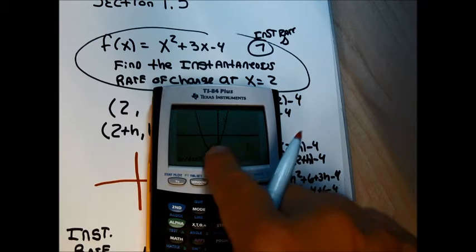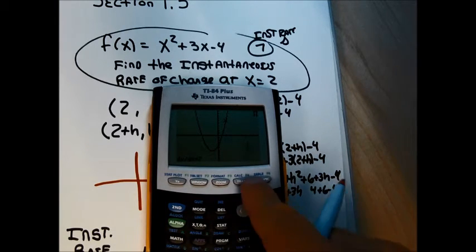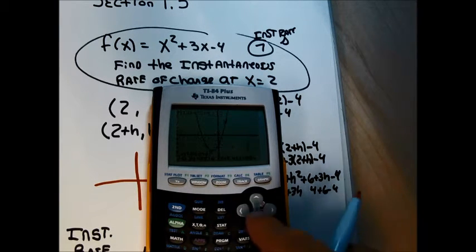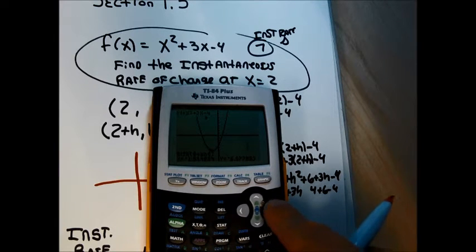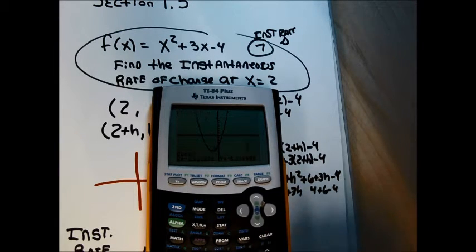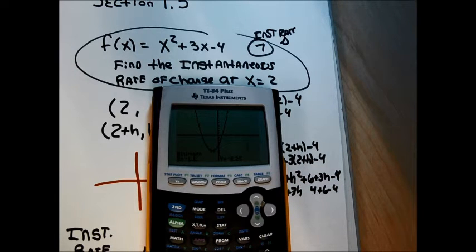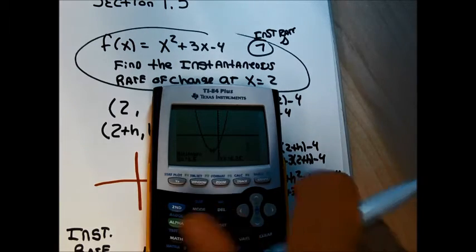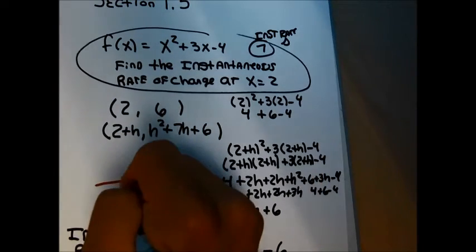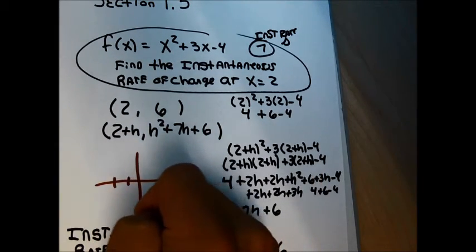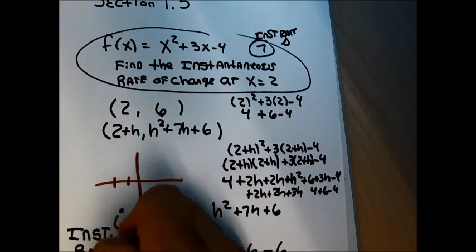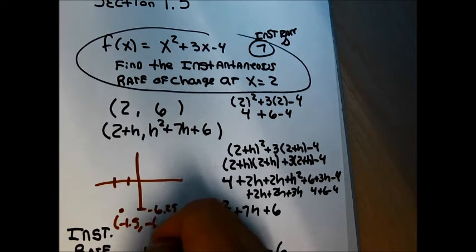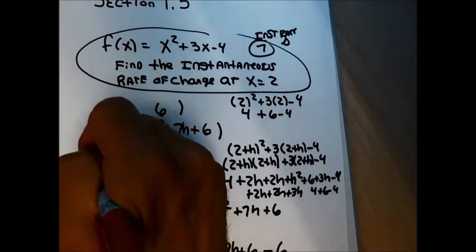Let me find the vertex. So I'm going to do second, calc, minimum, trace here, trace back here, and trace here. So the vertex is at negative 1.5, negative 6.25. So when I go to graph this, there's negative 1.5, and down here is maybe negative 6.25. So my vertex is at the point negative 1.5, negative 6.25. I get this nice parabola.